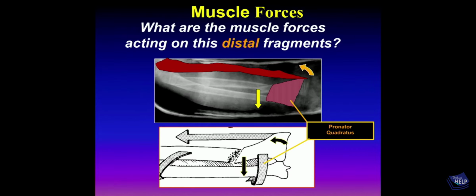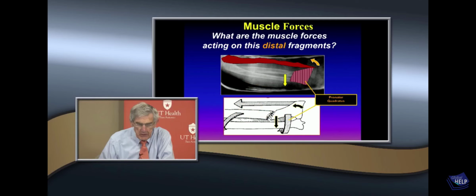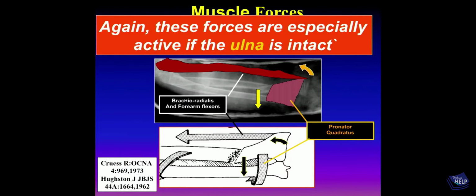And again, it's really a problem if the ulna is intact and you can't control it. So brachioradialis and forearm flexors and the pronator quadratus. So again, if the ulna is intact, that makes it difficult. It makes it difficult to manipulate, and it makes the muscle forces more accentuated.